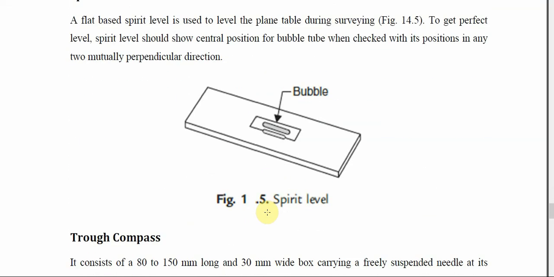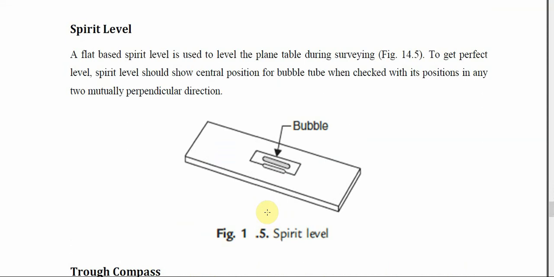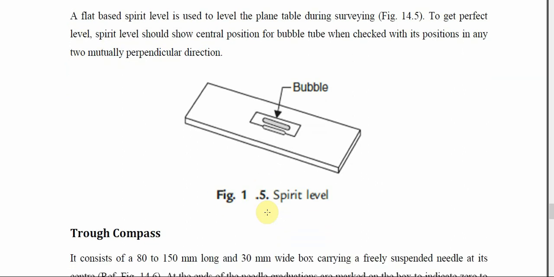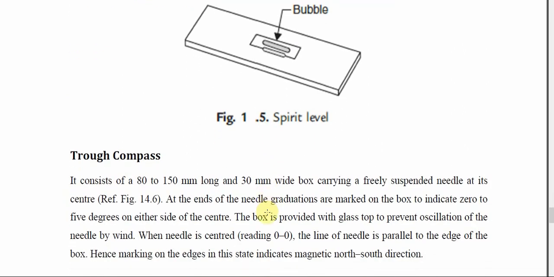The next accessory is spirit level. Now, a spirit level has a flat base and is used for leveling the plane table. Before drawing anything, you have to ensure that the plane table is horizontal. To ensure this, you have to use the spirit level and make the table horizontal. So, the spirit level or level tube is used to make the plane table flat or horizontal.